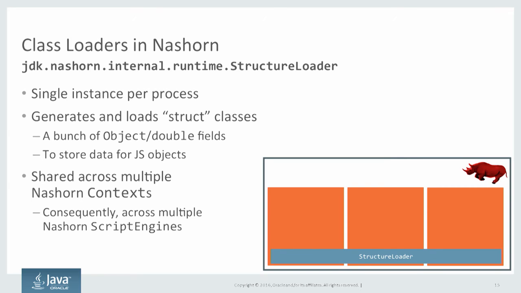To Nashorn and any JavaScript, they look totally natural. They're just script object subclass instances. But they are created with a specific layout so that certain fields can be better aligned and accessed.